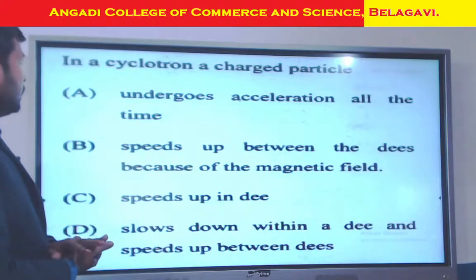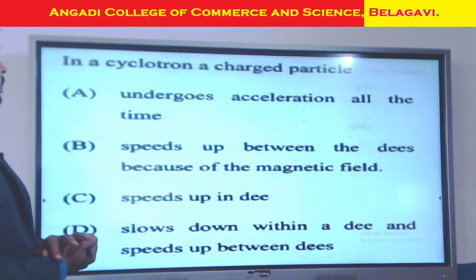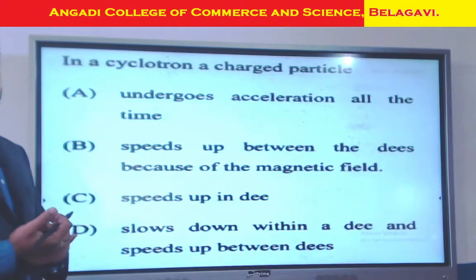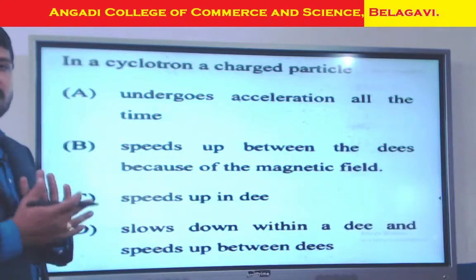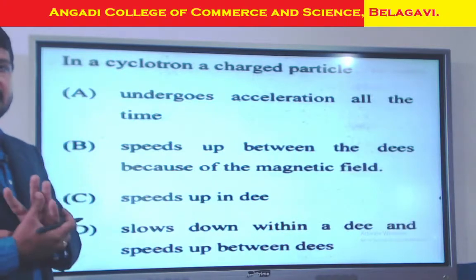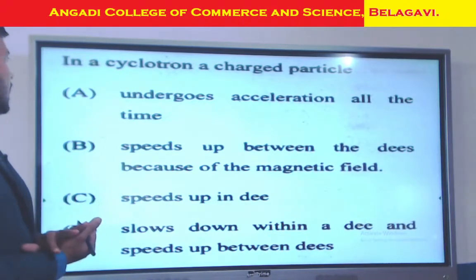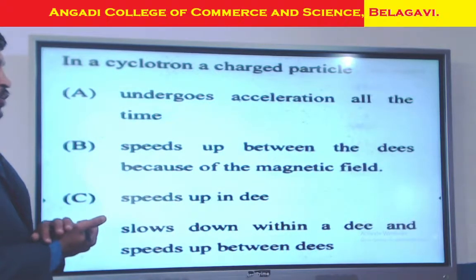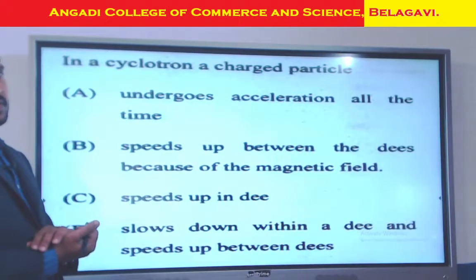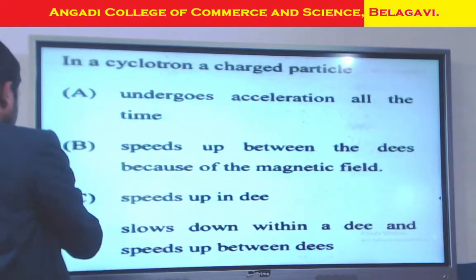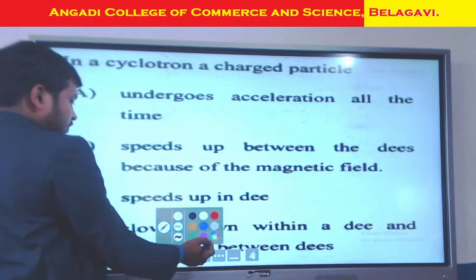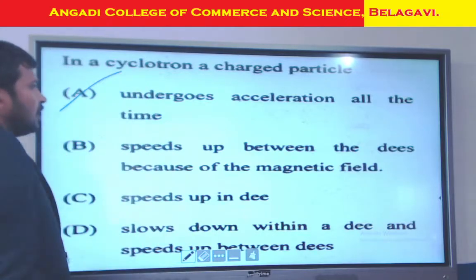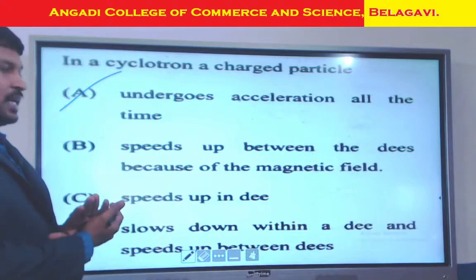Next one. In a cyclotron, a charged particle... What is meant by cyclotron? It is a device to accelerate a charged particle. Here they have given four options. First one: undergoes acceleration all the time. What is the exact answer? Undergoes acceleration all the time. That is the exact answer.